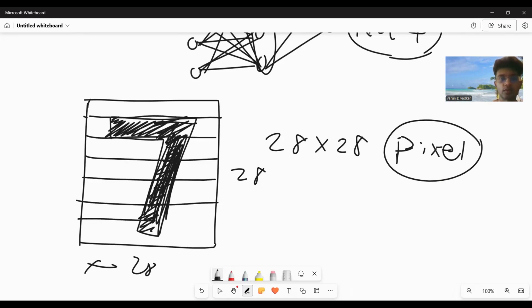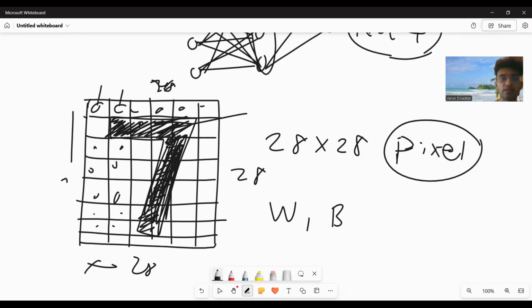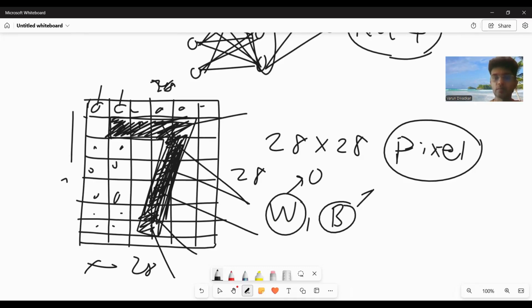Let's say it's 28 in number, it's not to scale. This is 1, 2, 3, 4, 5, 6, and let's say this is 28 total. So you have 28 cells over here and 28 cells over here. This image is composed of two kinds of cells: white cells and black cells. These are the white cells, and these are the black cells. Let's denote the white cells by a 0, the black cells by a 1.